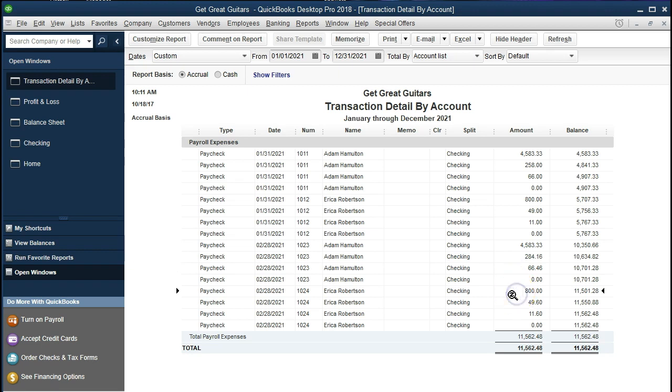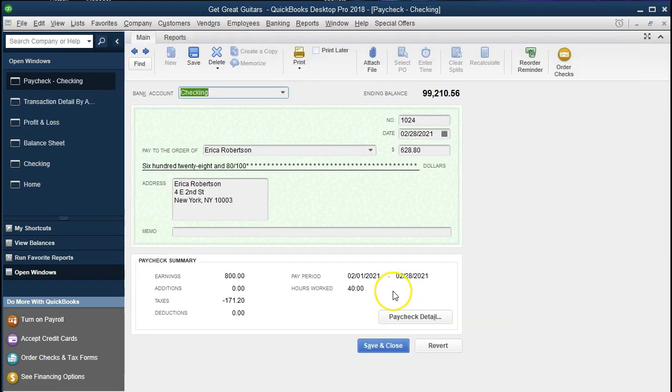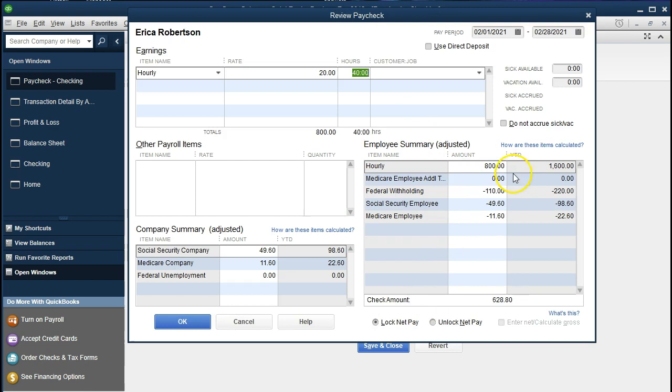If we see the second payroll check, same thing. We see the gross pay here, not the net pay. In the detail, we're seeing the gross pay, 800, not pulling out their Social Security and Medicare, and then separating our portion of Social Security and Medicare, the employer portion. And that's what we see. So we see the 800, and then this 49.60 and this 11.60 in the detail.